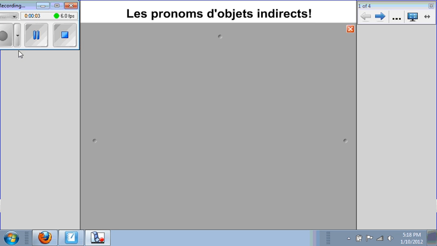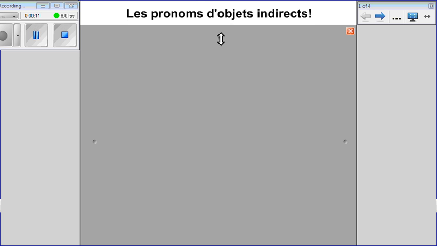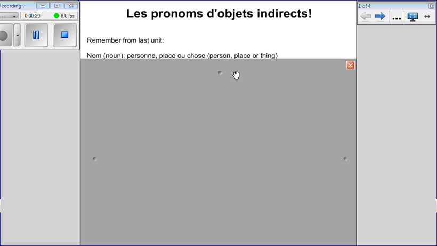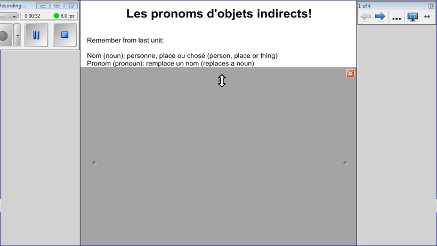All right, so here's a recap of the lesson we had today on les pronoms d'objet indirects. So let's do a recap from last unit, which we did before Christmas. Remember from last unit, we have un nom, which is a noun, qui est une personne, une place ou une chose. So person, place, or thing. Le pronom, which is a pronoun, which replaces a noun.